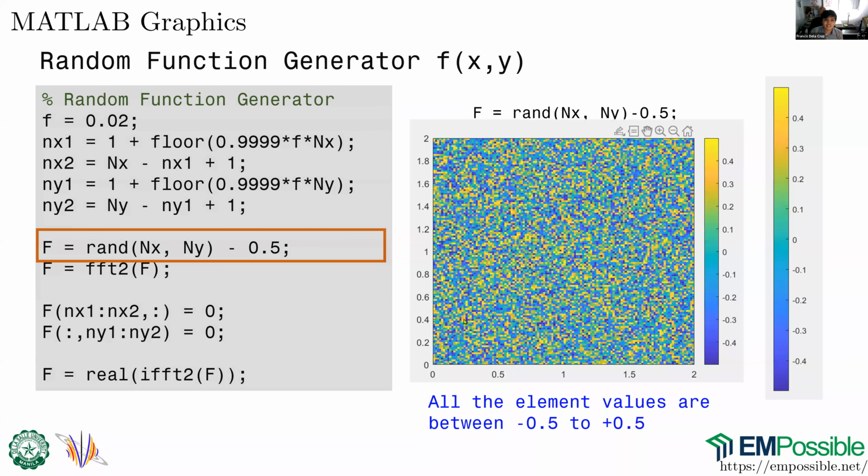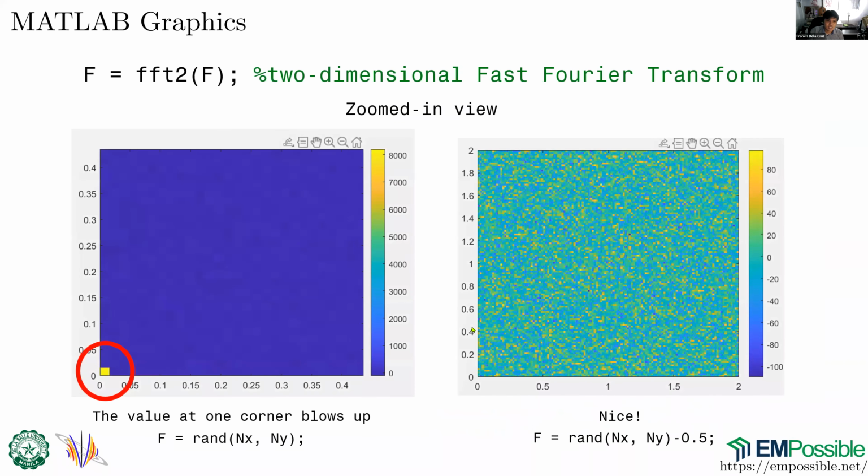What's the reason for that? This random function uses the two-dimensional fast Fourier transform. So you have this entire matrix, and then you will use your Fourier transform to create these values. And if you don't shift your entire random function by negative 0.5, what will happen?